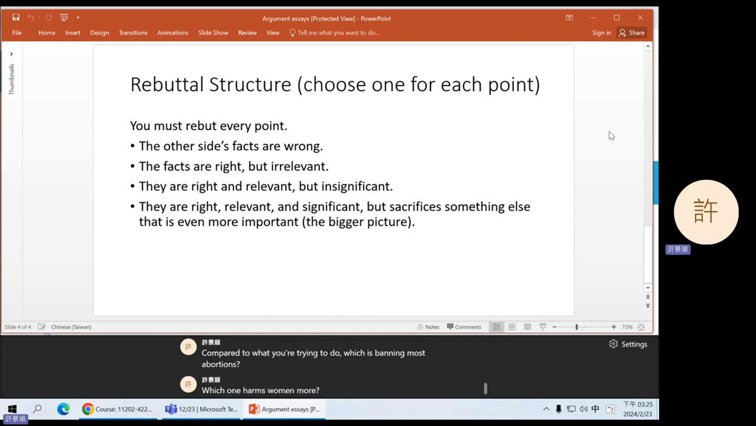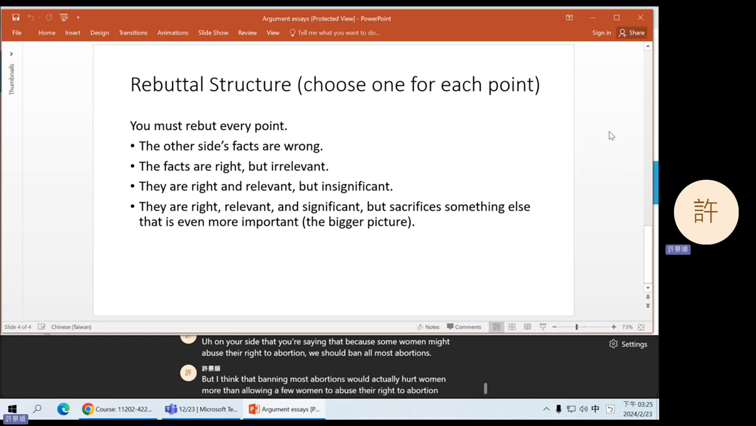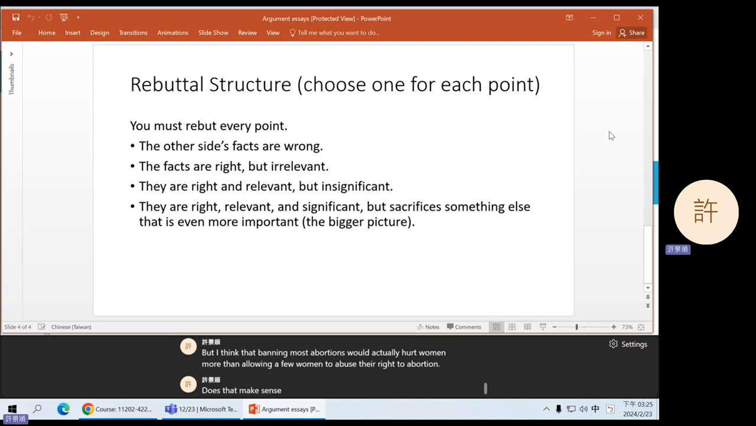On your side, you're saying that because some women might abuse their right to abortion, we should ban most abortions. But I think that banning most abortions would actually hurt women more than allowing a few women to abuse their right to abortion. Does that make sense? Do you understand what I'm talking about? Even if I agree that this might happen, preventing it would sacrifice something even bigger.